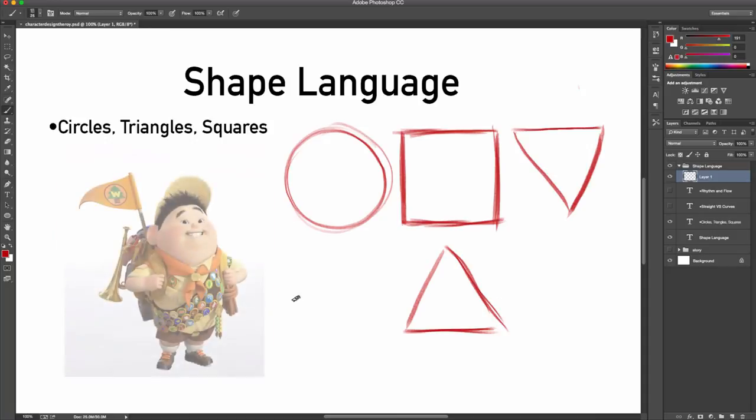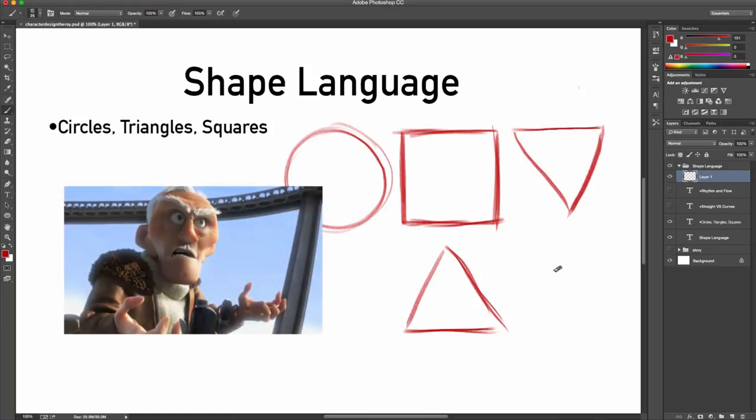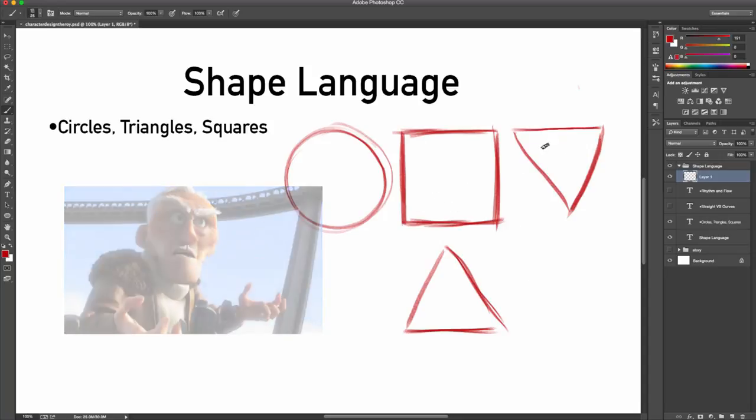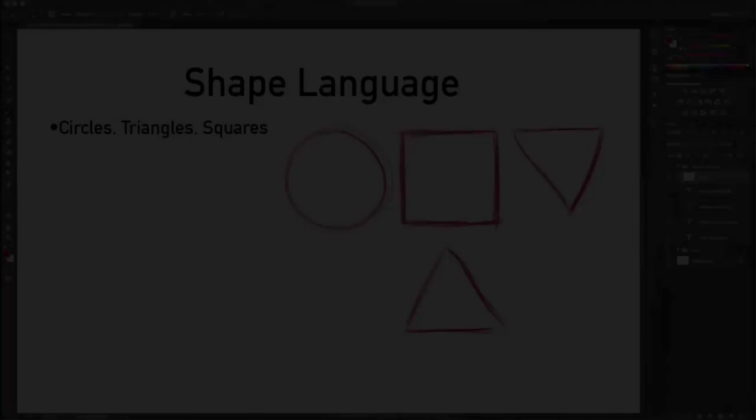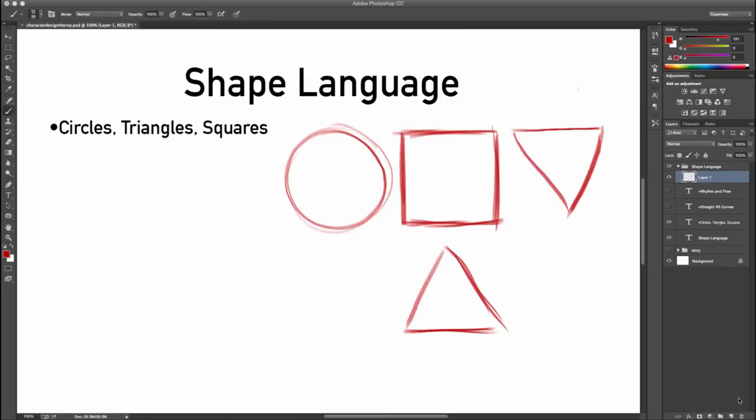You also have Russell, who's a big circle, and he's the comic relief throughout the whole thing. And then you have Charles Muntz, who is basically an upside down triangle. He starts off very heroic, in that heroic sense of a triangle, but then his features start coming out, and he gets more pointy and more jagged, and he becomes this very sinister triangle. So you want to remember the shape language when you're developing your character, and keep this rhythm throughout your character.